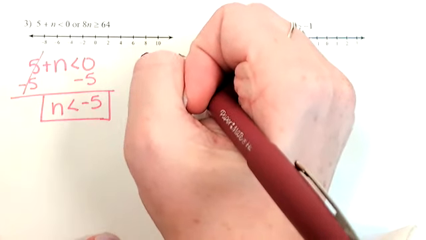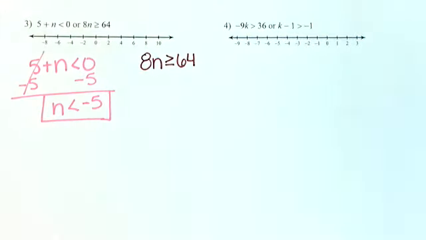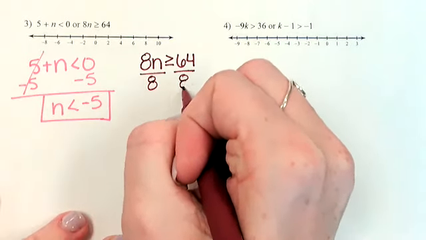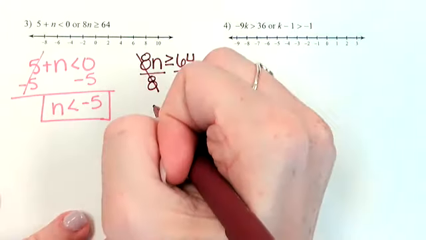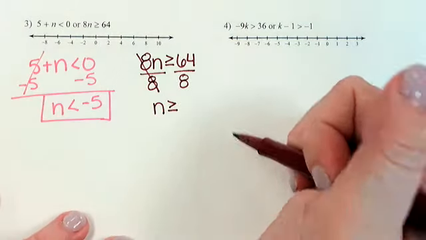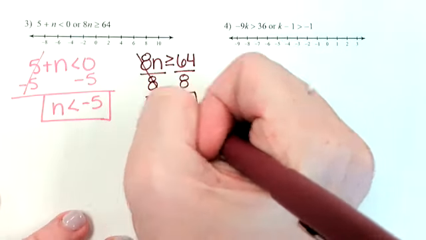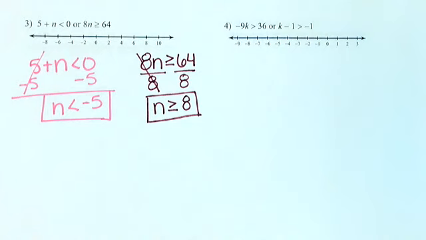Now we have 8n is greater than or equal to 64. We need to get the n by itself. Right now the 8 and the n are being multiplied together. And so to break them apart, we have to do the opposite. The opposite of multiplication is division. So we're going to divide both sides by 8. The 8's cancel. We bring down our n and the inequality symbol. 64 divided by 8 is 8. So we have n is greater than or equal to 8.